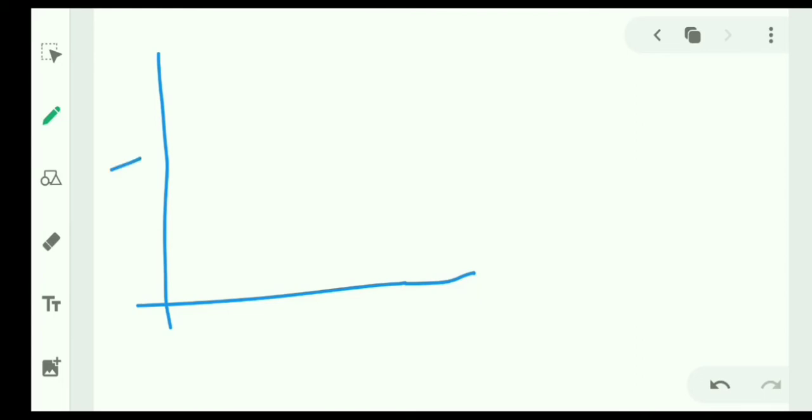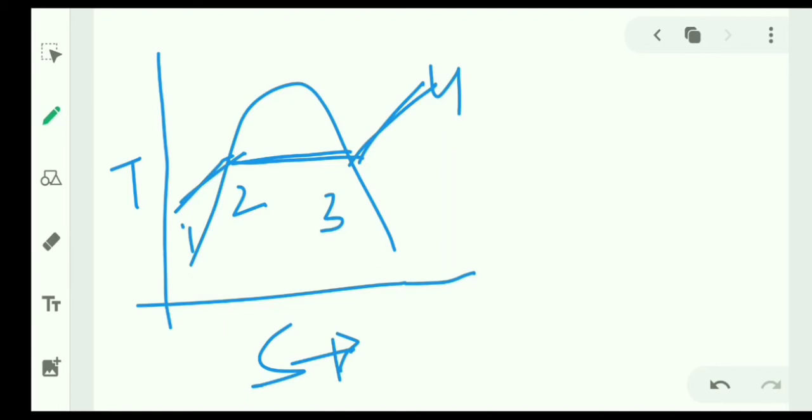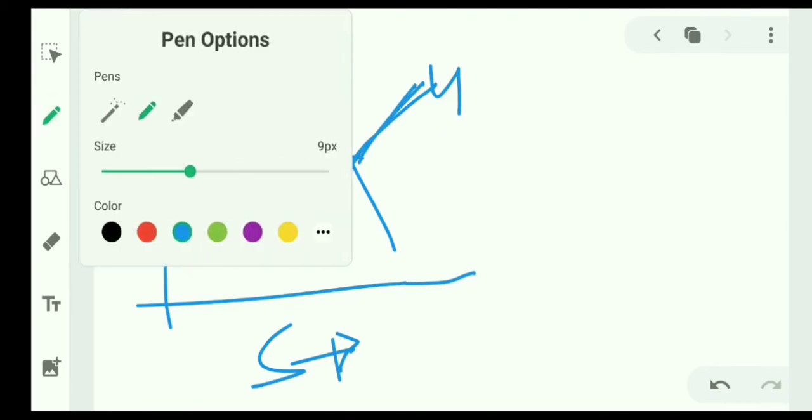Here we have taken T, and here we have taken entropy, and this was the vapor dome, and this curve was somewhat like this. This is a continuous process. This is 1, this is 2, this is 3, and this is 4. We need to calculate the enthalpy change during this process, during this process, as well as during this process.